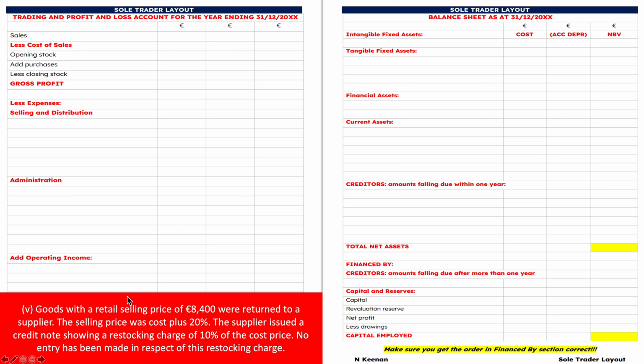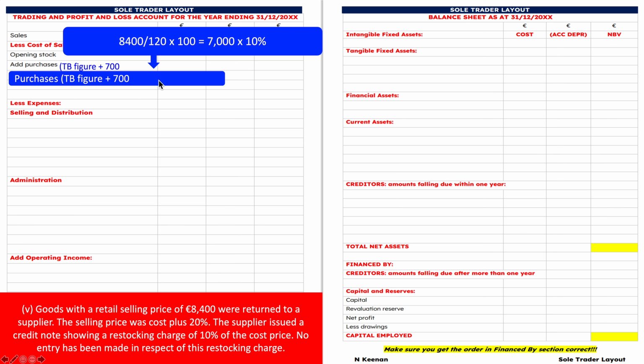Okay, so retail selling price of 8,400, selling price was cost plus 20. The supplier issued a credit note showing restocking charge of 10% of cost price. No entry in respect of the restocking charge. So we're going to add 700 to purchases and add it to creditors.